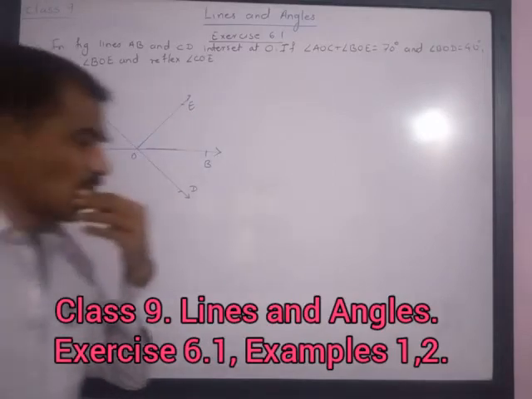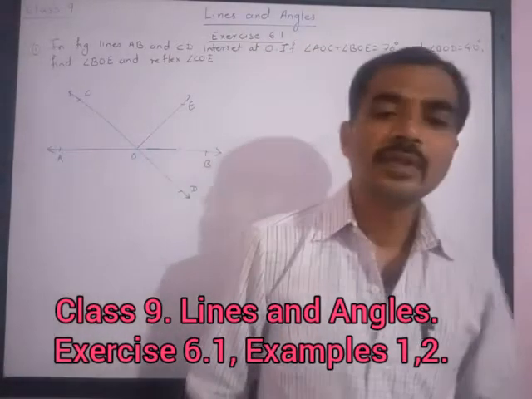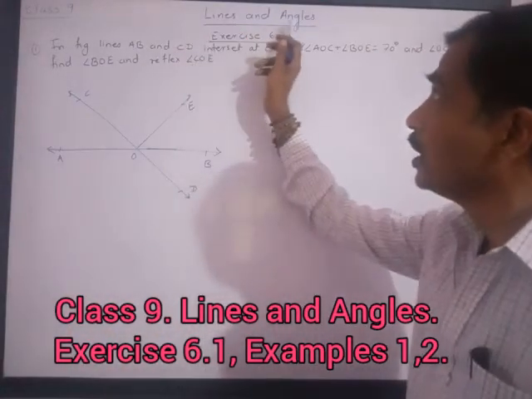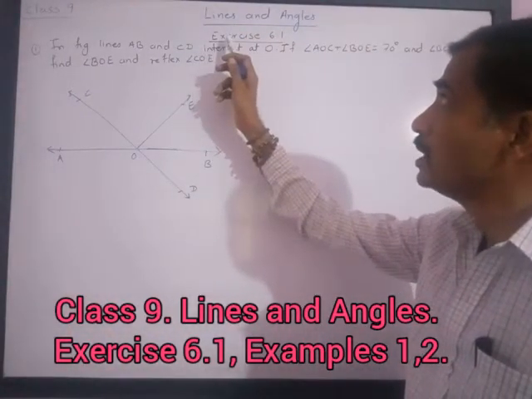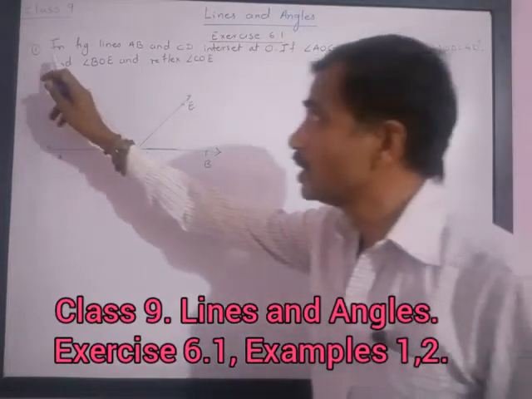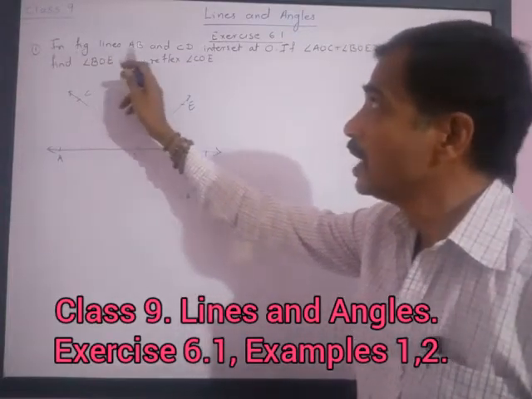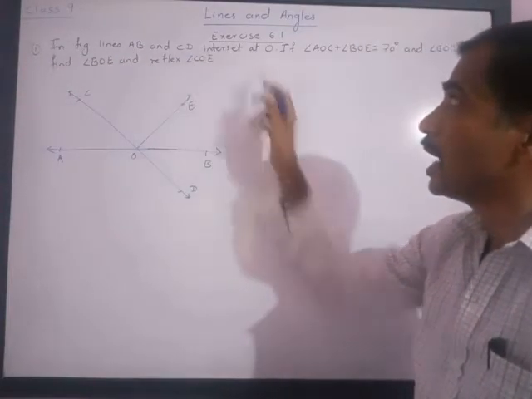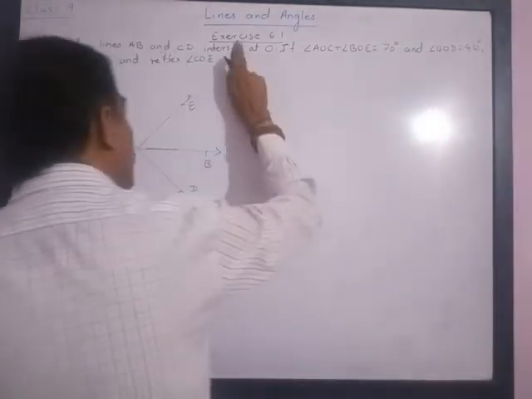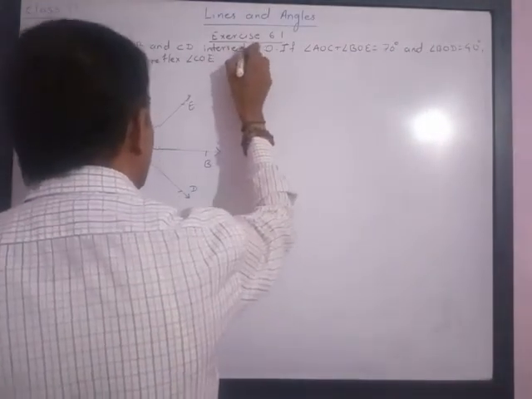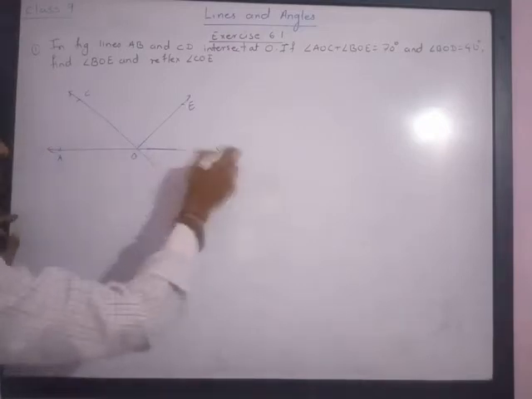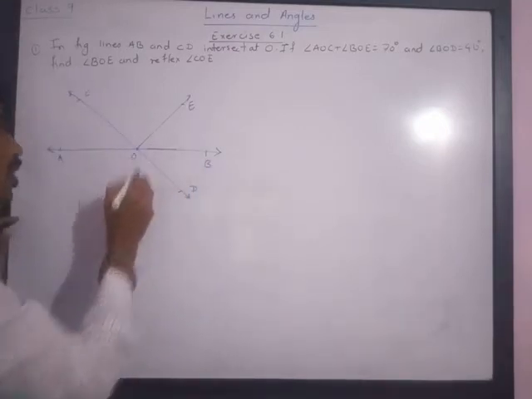Dear friends, in class 9 we have chapter 6, lines and angles, and exercise 6.1 first question is, in figure, lines AB and CD intersect at O. So you can understand this is line AB and line CD intersecting at point O.